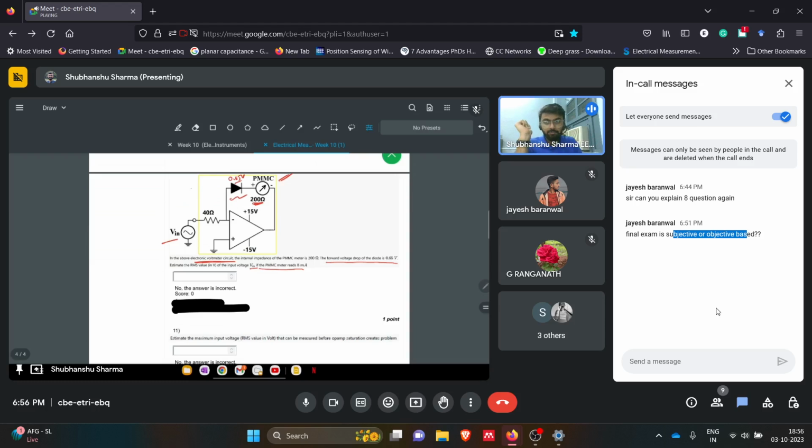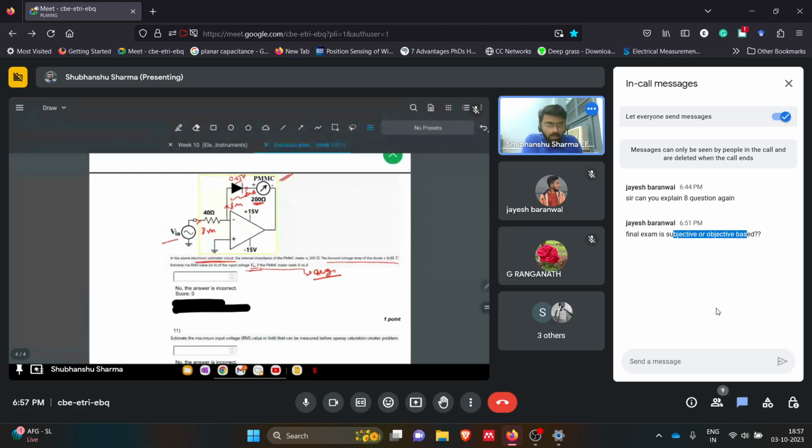When they say the PMMC meter reads 8 milliampere, there are two things. One is that this is the average value. The second is that the current flowing through this feedback branch is 8 milliampere, so this will also be 8 milli, and this will also be 8 milli. The diode is obviously forward biased. Now they are asking us to calculate V input. So let's calculate the V in average.